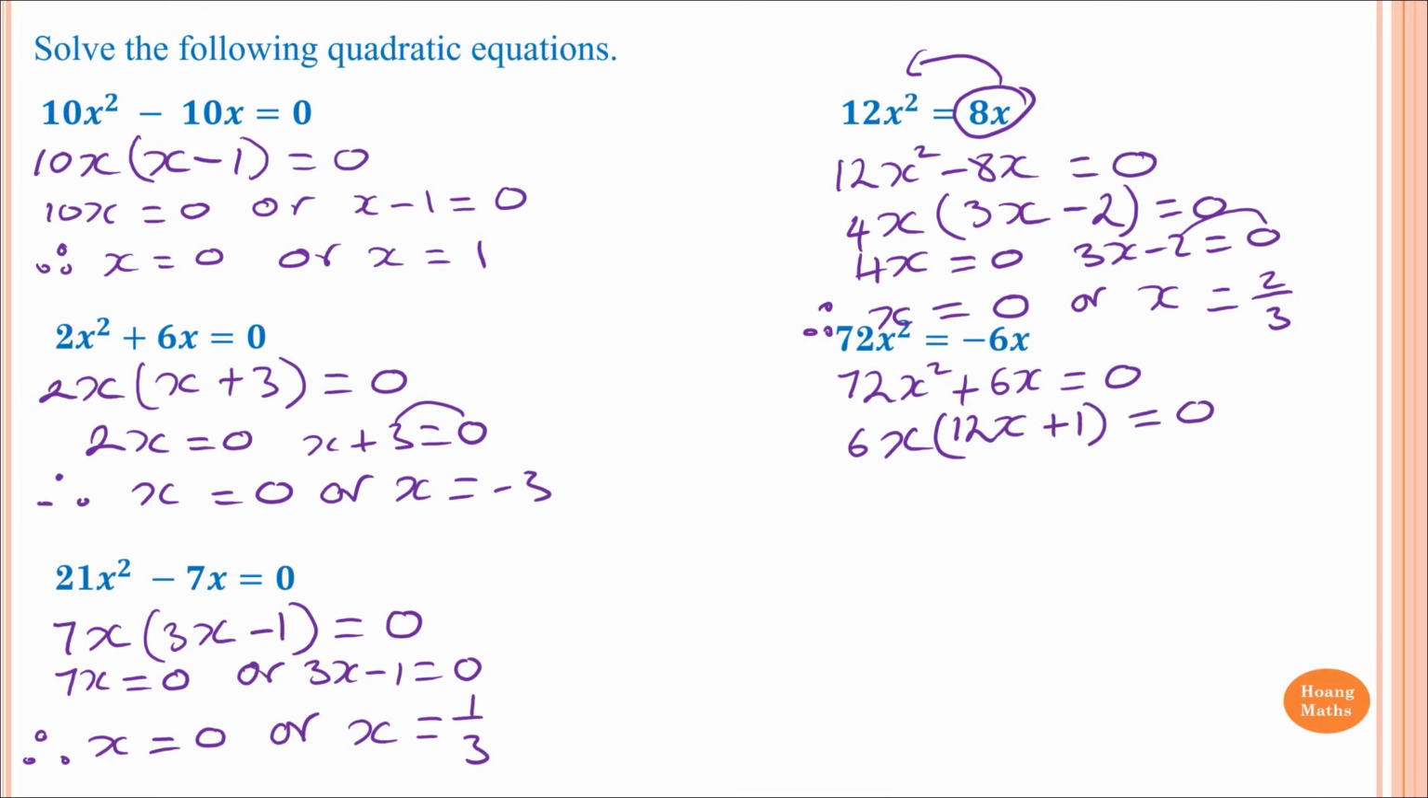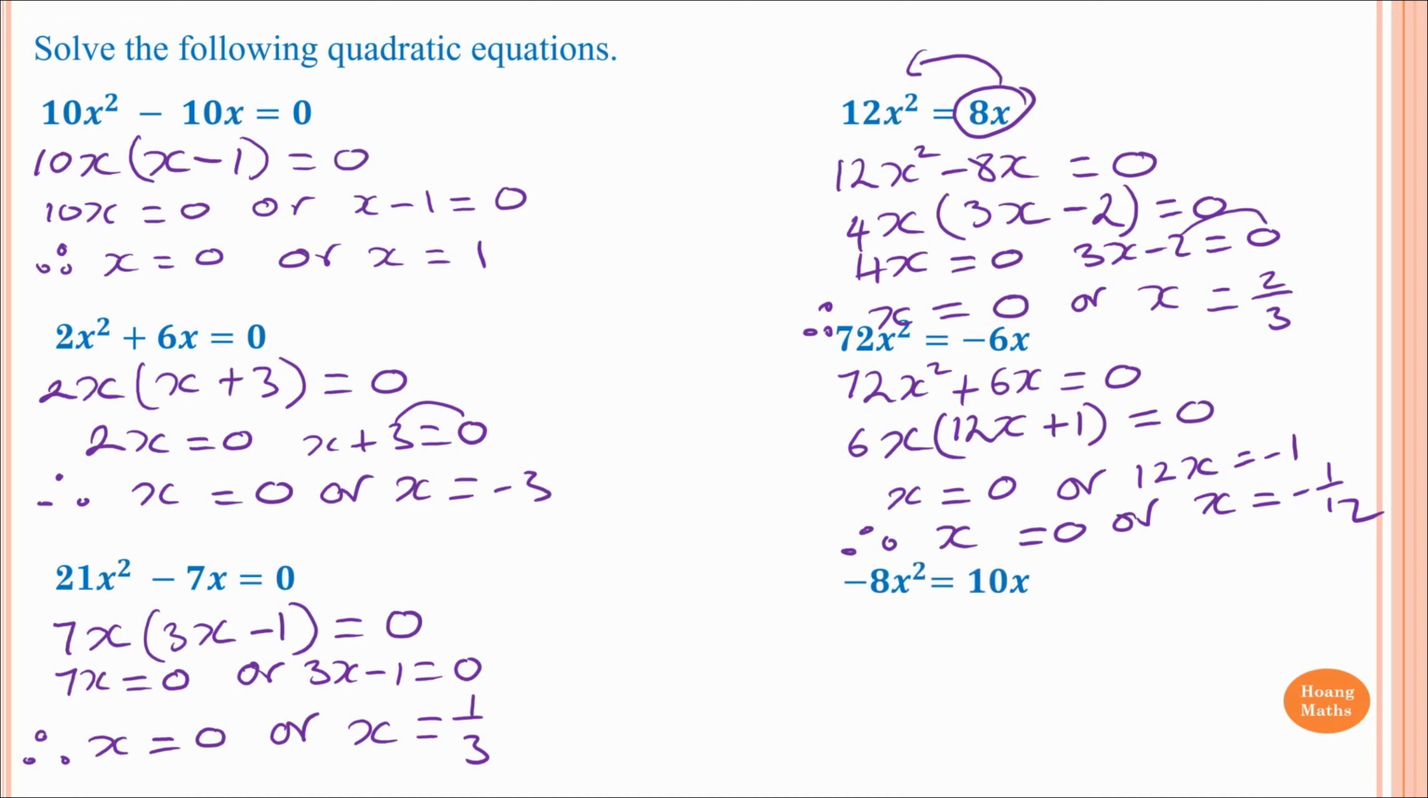There you go. So therefore, 6x equals 0. That means x is equal to 0. Or, okay, 12x plus 1 equals 0. That means 12x is equal to negative 1. I just skip a step, okay, because I've run out of space. So that means x is negative 1 over 12. So therefore, I just write here, therefore, x is equal to 0, or x equals negative 1 over 12.